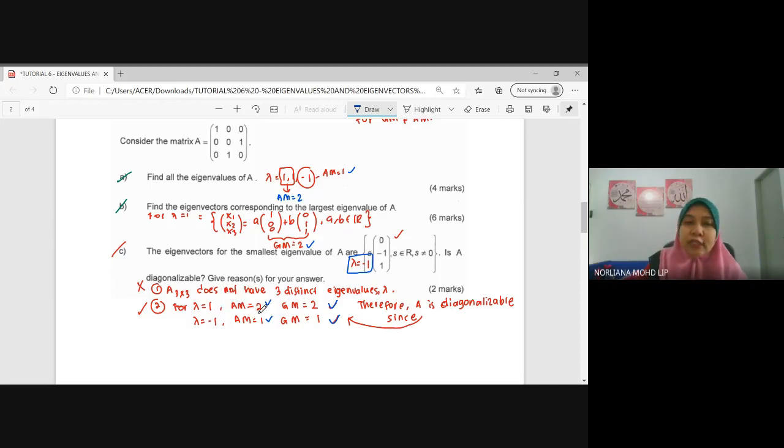Since the value for AM equal to GM for lambda equal to 1. And also the AM for lambda equal to negative 1 also equal to the GM. Boleh bagi reasonnya ni. Untuk ni, awak tunjukkan table ni.